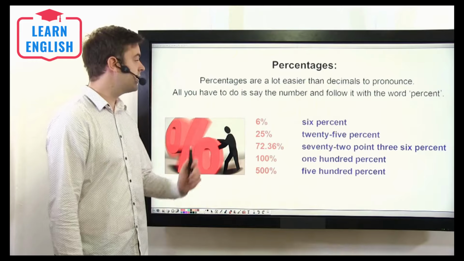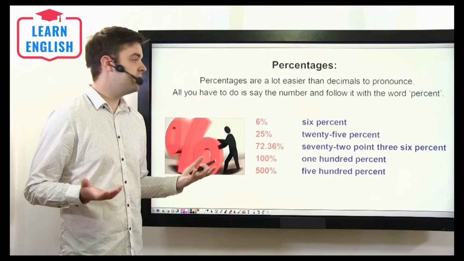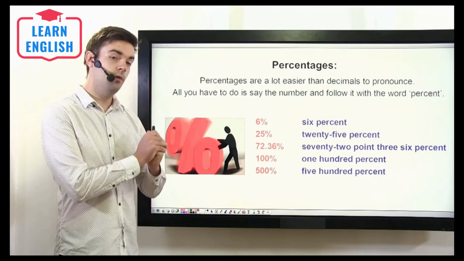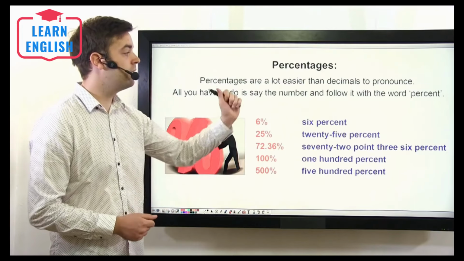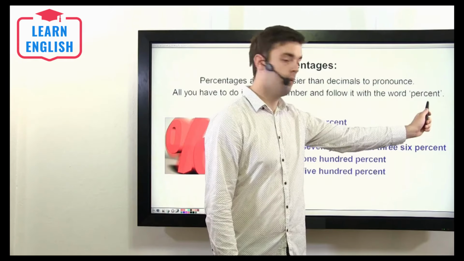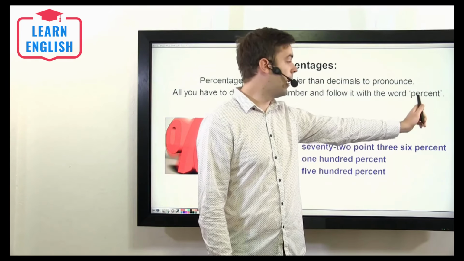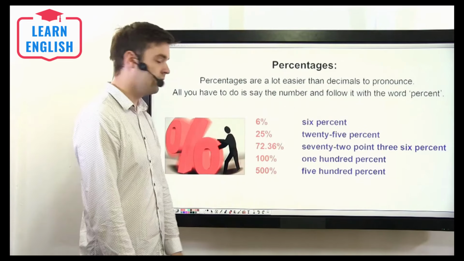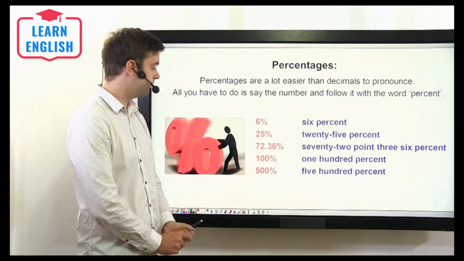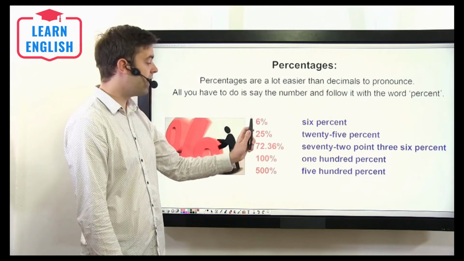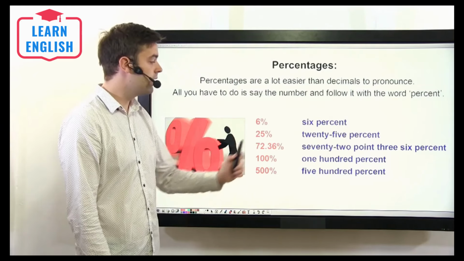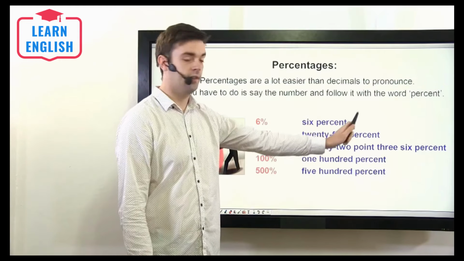Now, let's have a look at percentages. Percentages are a lot easier than decimals to pronounce. All you have to do is say the number and follow it with the word percent. So, let's have a look. Here we have 6%. 6%.